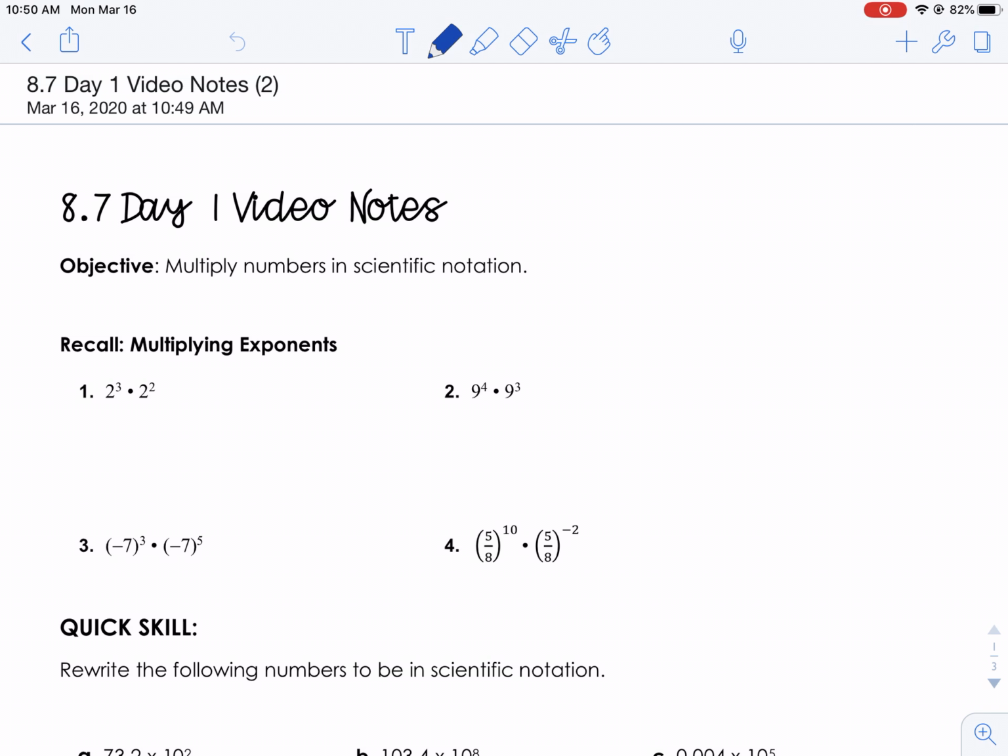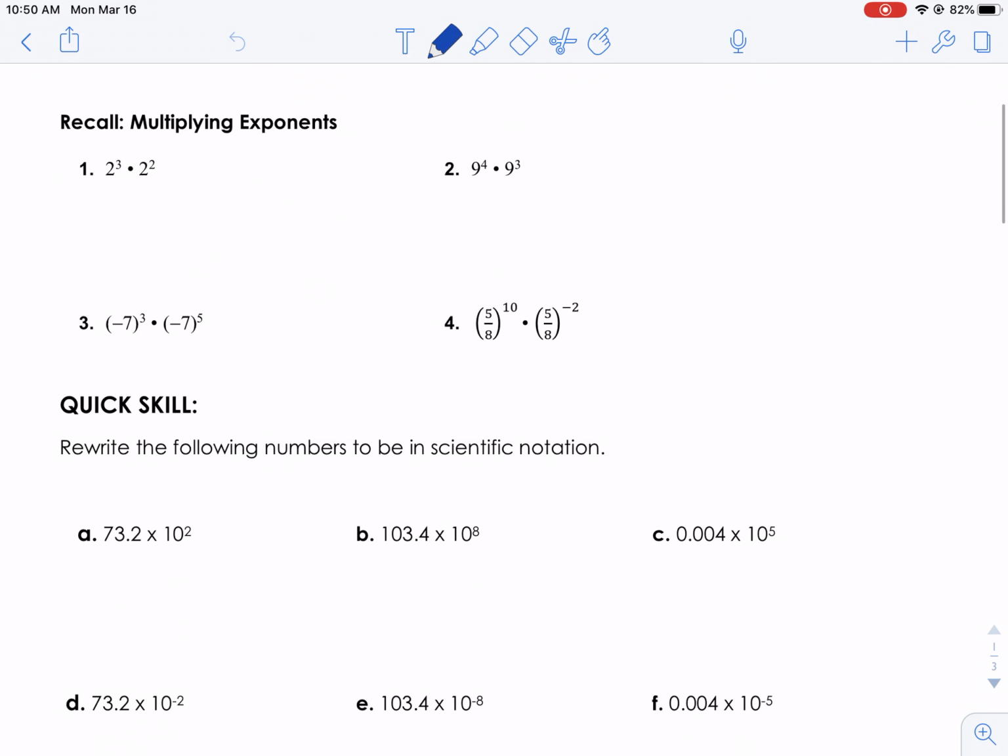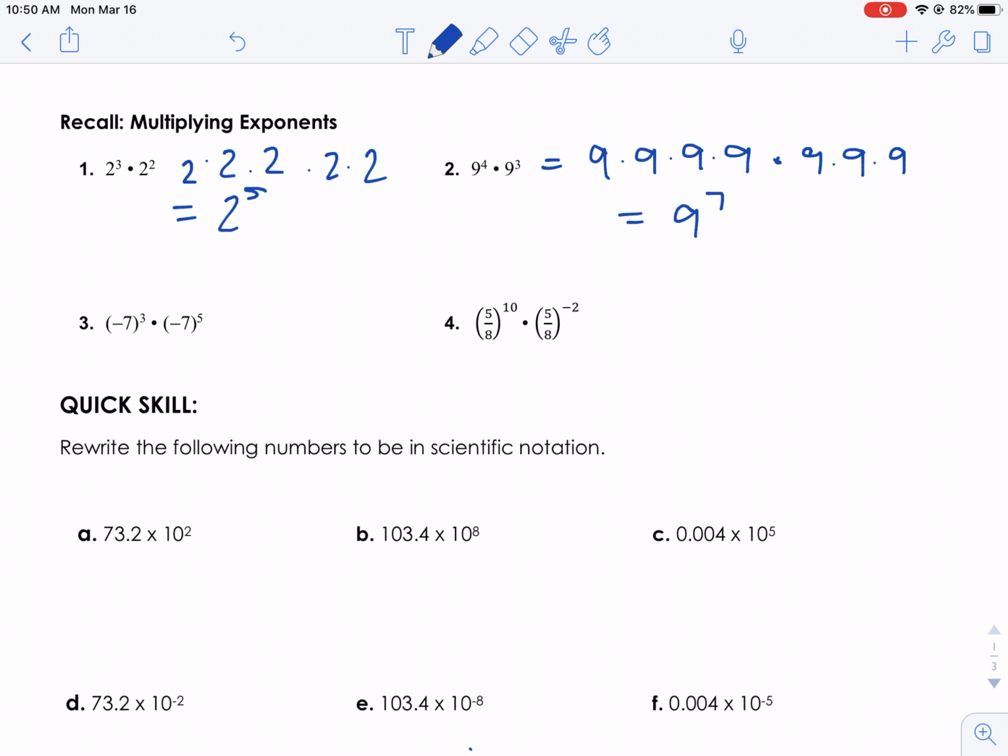So for multiplying exponents, remember when we had something like number 1, 2 to the third times 2 to the second. This meant 2 times 2 times 2, and then we were multiplying by another 2 times 2, which when we look all in a row, is 2 to the fifth. In number 2, we have 9 to the fourth, so 9 times 9 times 9 times 9, and we're multiplying by 9 to the third, so 9 times 9 times 9. Again, when we see that all in a row, we know that is 9 to the seventh.